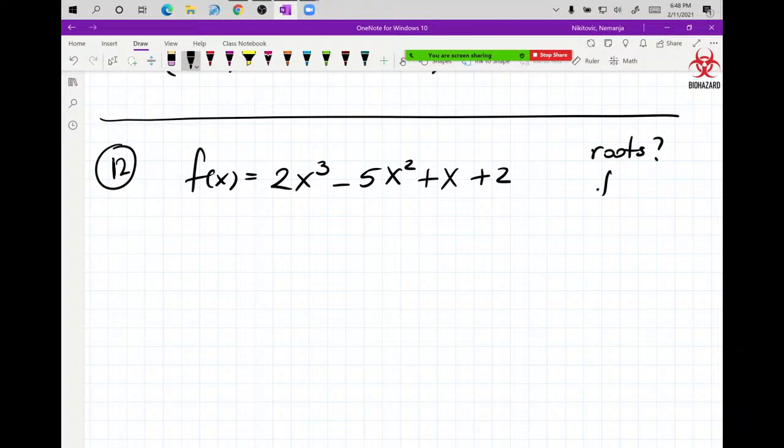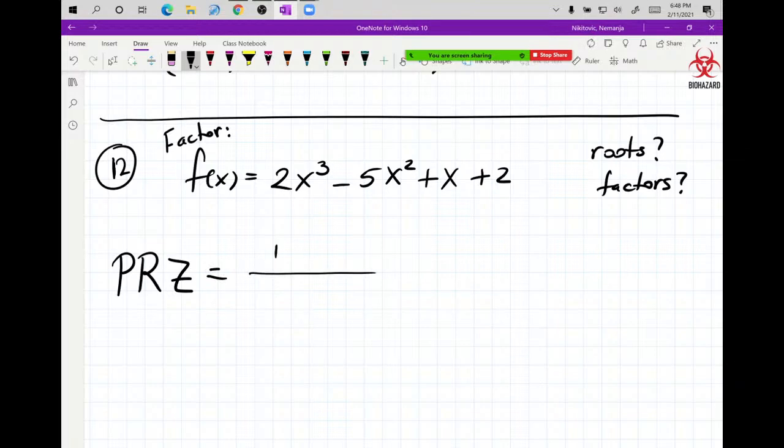Roots, factors. Sometimes you just say factor, right? Factor this, right? And good luck, technically. That's what it says. All right, so how do we do this stuff? Well, first, factors of the constant, plus minus 1 and plus minus 2, divided by the factors of the leading coefficient. Okay, that's great.